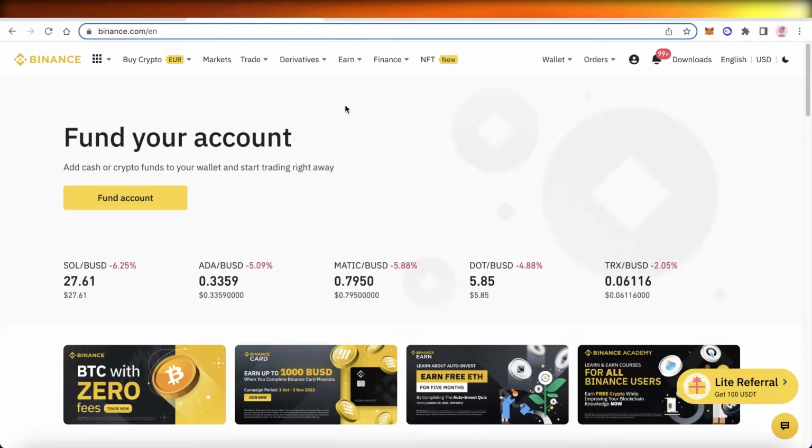Today we'll be taking a look at how we can do Binance Margin Trading. So let's get into it.